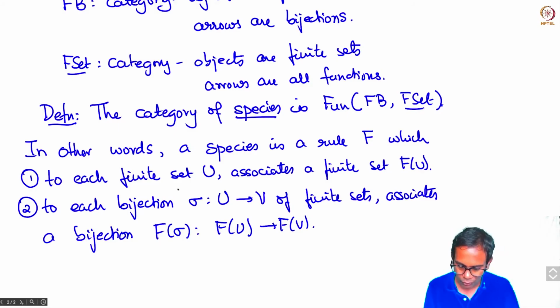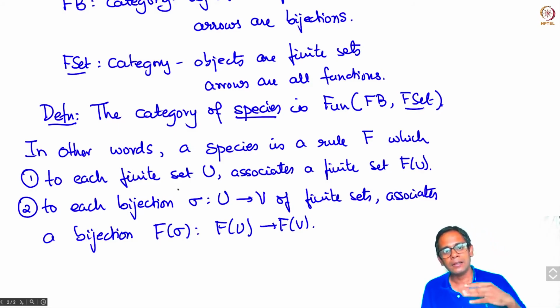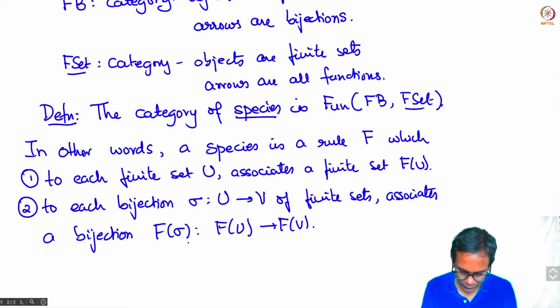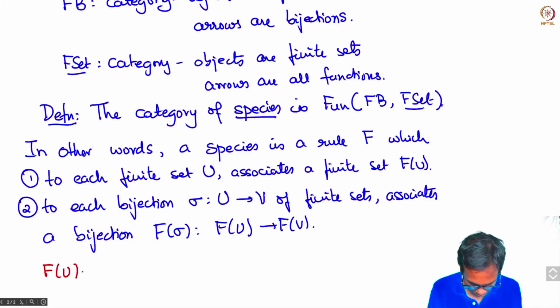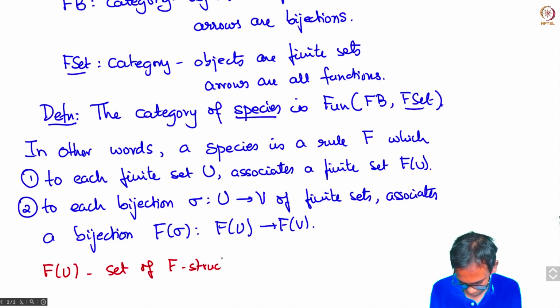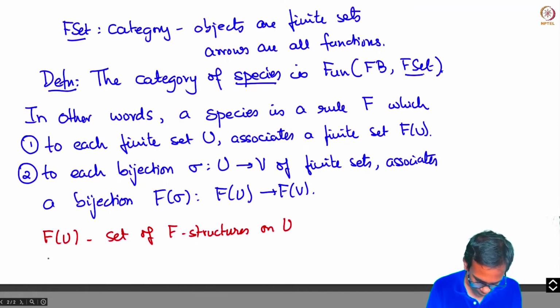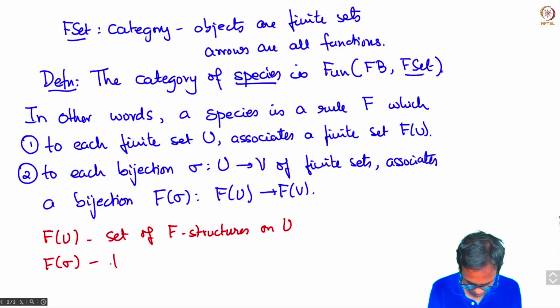And what we should think of this F as is a way of putting a certain structure on U. So the set F of U will be all the different ways of putting a certain structure on U, and this F sigma will be called transport of structure. So I'll give you examples where it will be clearer what this means. So F of U will be the set of F structures on U, and F sigma is called transport of structure.